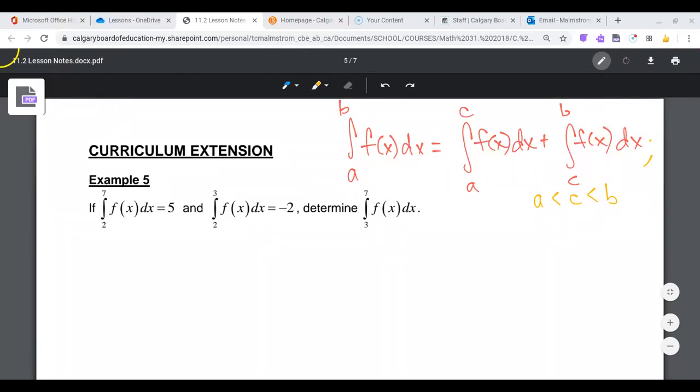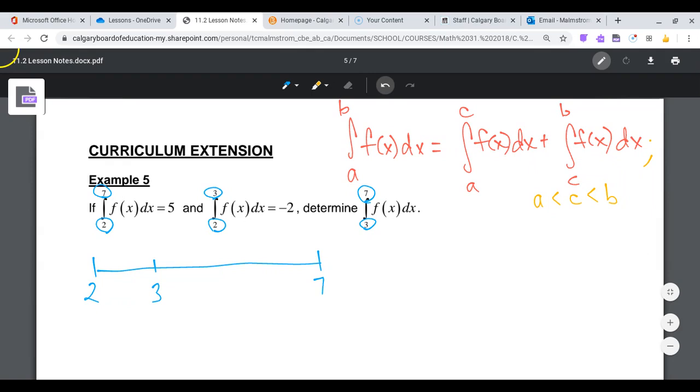So what you need to figure out is who's A, who's B, and who's C. So from 2 to 7, and then I have a 2 to 3, and then I have a 3 to 7. So hopefully you can see that 2 is your A value, smallest number, and 7 is the biggest number, so that's B. And then I have the C value 3 somewhere in the middle, closer to 2, obviously. Okay, so what do I know then?